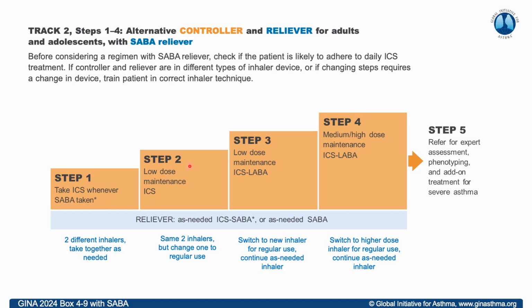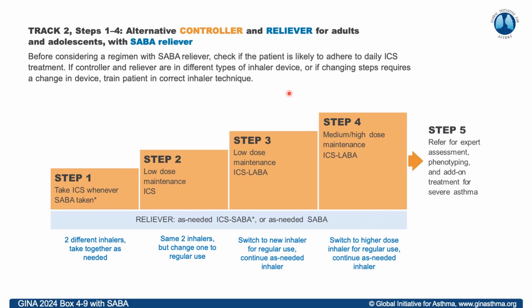I hope you have understood. In step 2, you're also using 2 inhalers, but you can change one to regular use. That is, you make sure the ICS is in regular use, and then you switch to a new as-needed inhaler. That is ICS-SABA, which you use as a reliever, and then ICS-LABA you use as a maintenance.